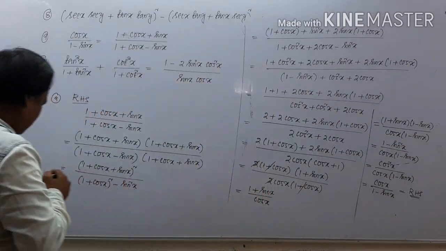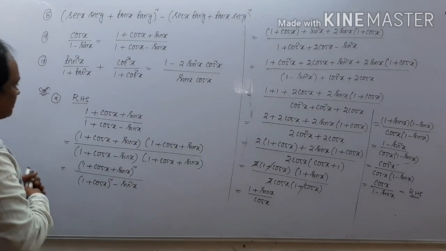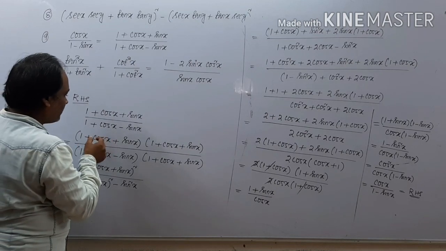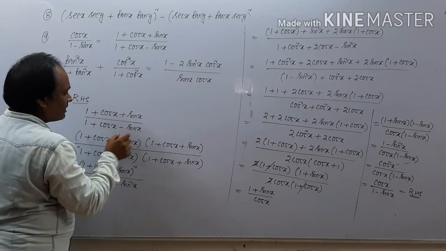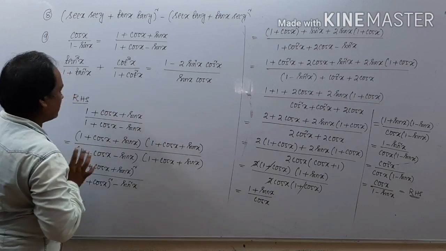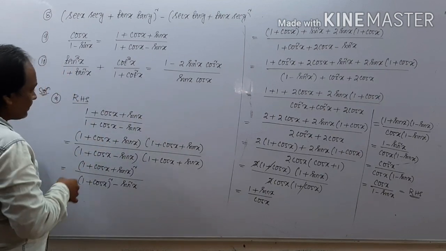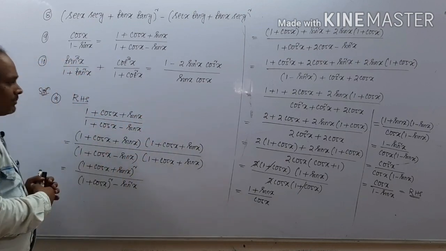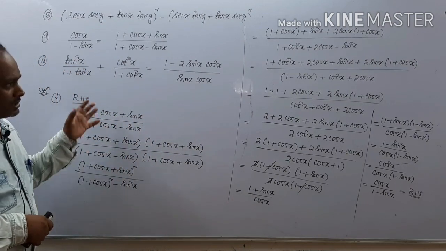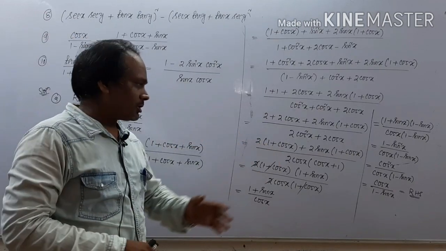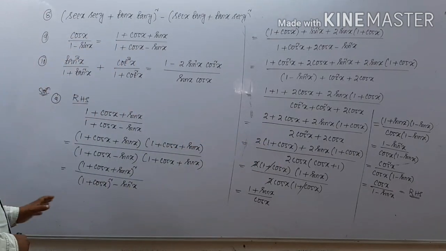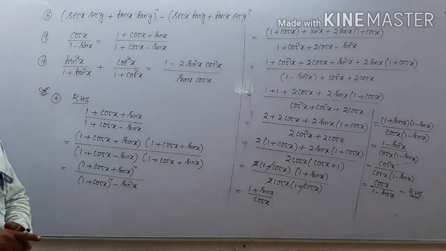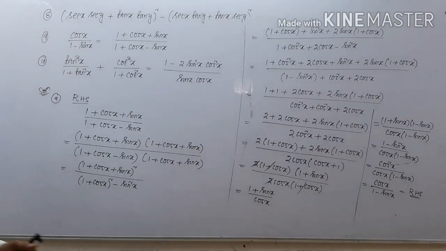So here we have to do the rationalization to the denominator. That means we have to multiply 1 plus cos x plus sin x to the numerator as well as denominator. Otherwise you can also multiply 1 minus cos x minus sin x in the numerator and denominator. Then multiply and you can easily find out the result, that is cos x divided by 1 minus sin x. So this is the proof of question number 9. Next we will go for question number 10.